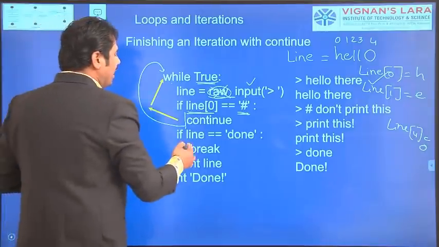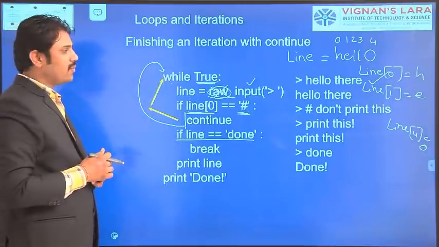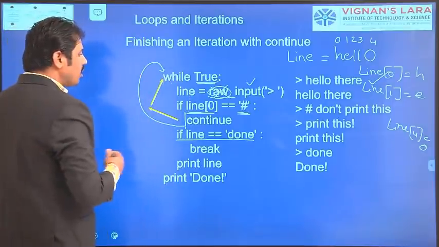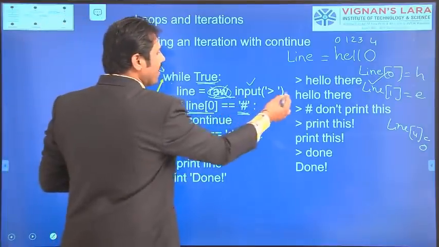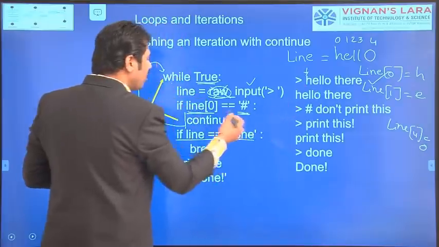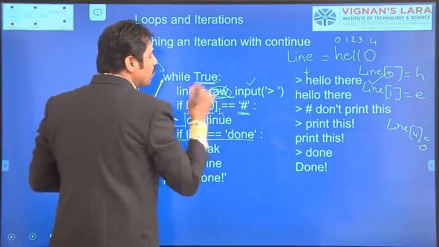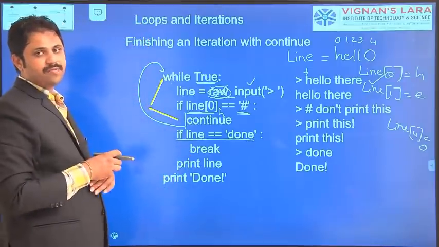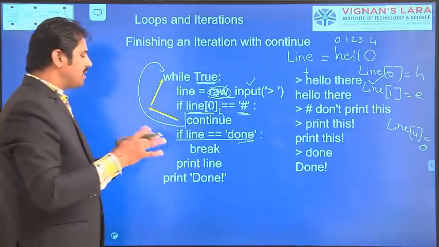Okay? So, if line equals done, break. So like this you have to work it out. For example, if I give the input hello, that means H is not equal to hash. No, it is false. If line equals done, no, it is false.